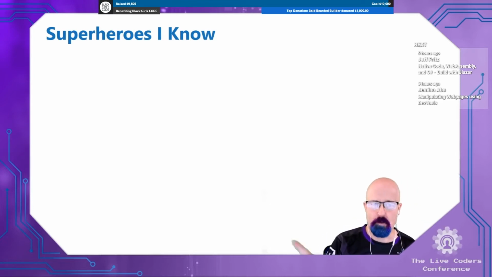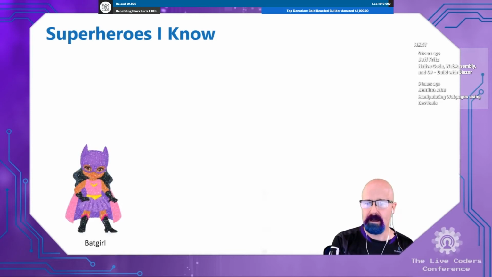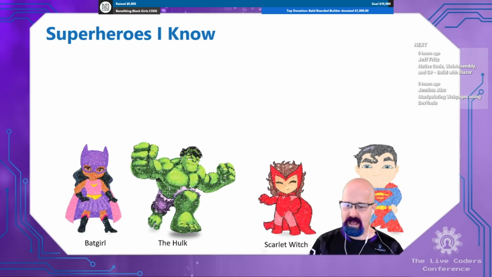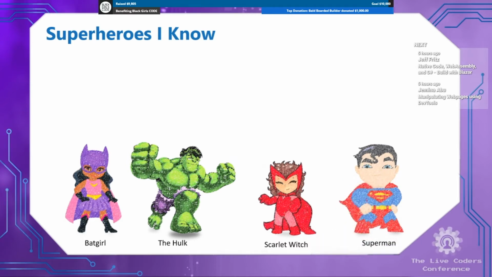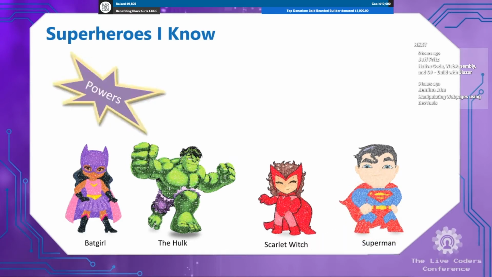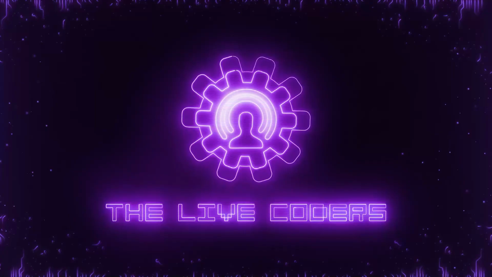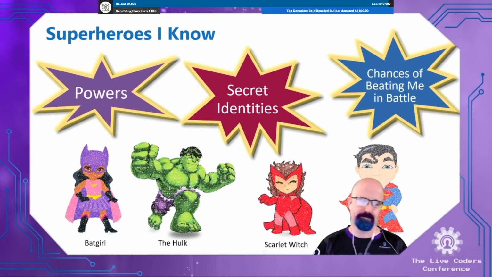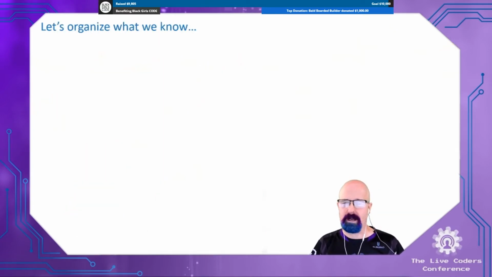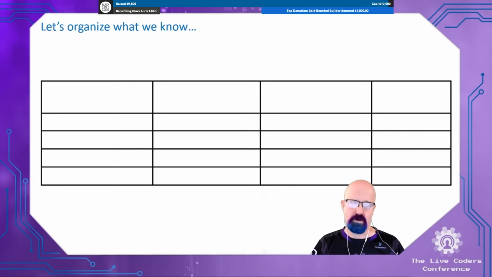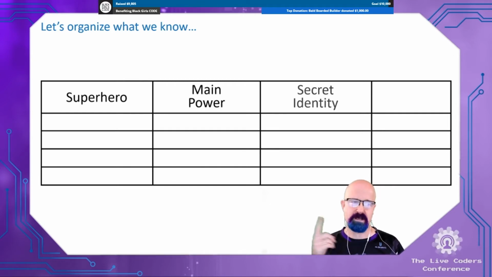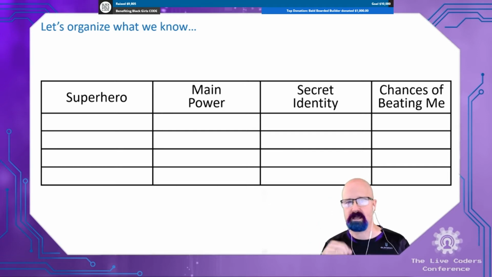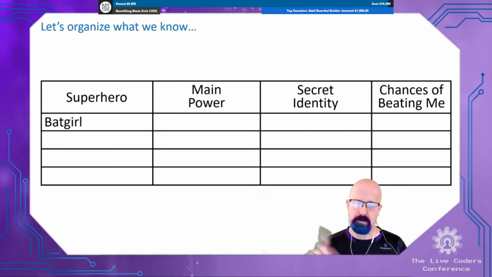Now, to dive into this more, I want to talk about some superheroes that I know. I know about Batgirl, the Hulk, Scarlet Witch, and Superman. I know about their powers, their secret identities, and their chances of beating me in a battle. Let's organize that information. I'm going to create a table, list the different things that I know about across the top header row, and then start putting the data in there.